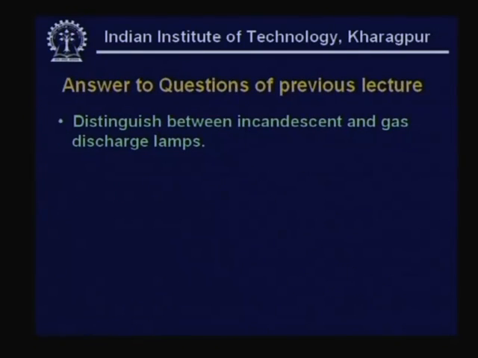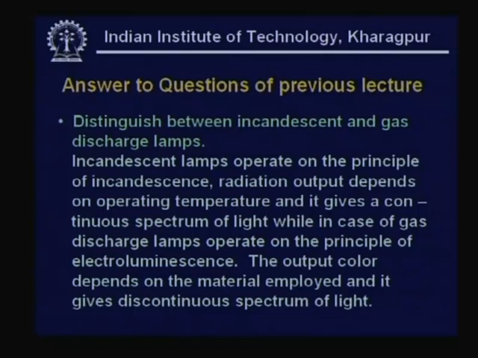Distinguish between incandescent and gas discharge lamps. Incandescent lamps operate on the principle of incandescence. Recall that incandescence is a physical process where radiation output depends on operating temperature and gives a continuous spectrum, while in the case of a gas discharge lamp, the principle coming into play is electroluminescence, that is a gas vapor being burnt, and the output color depends on the material employed and gives a band spectrum or a discontinuous spectrum of light.